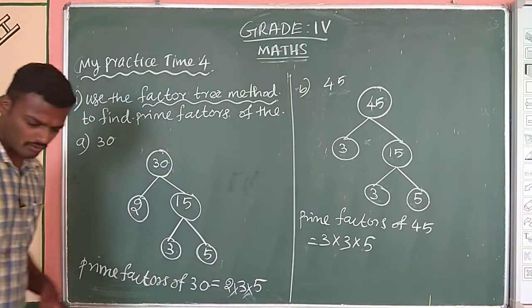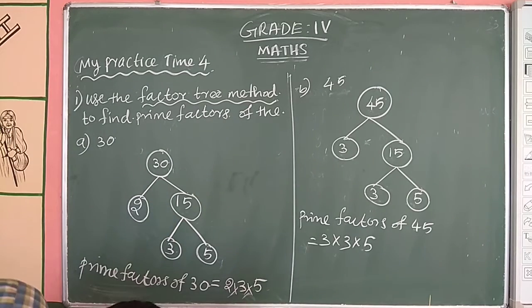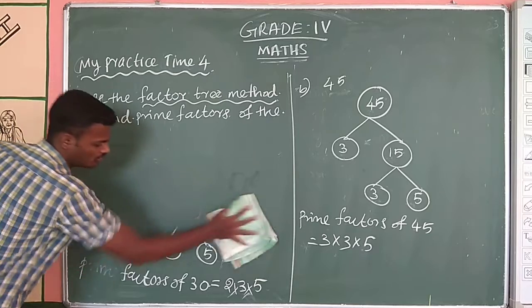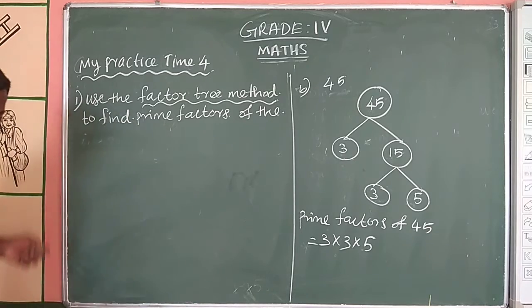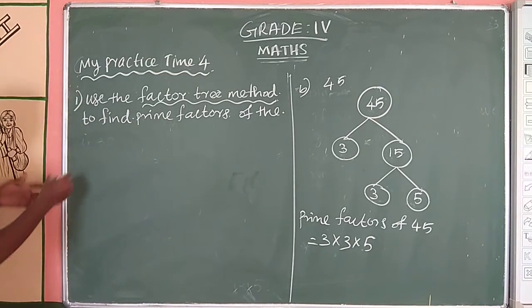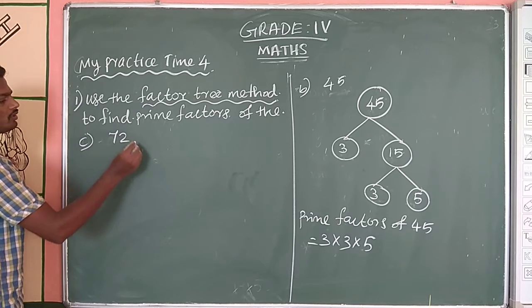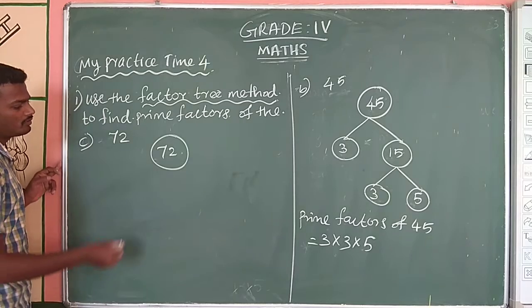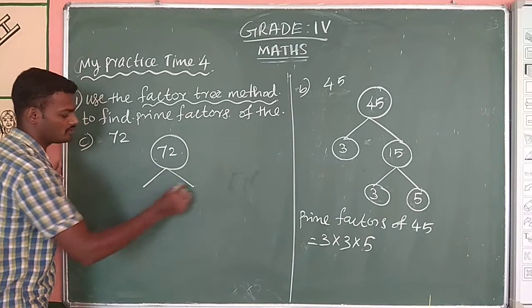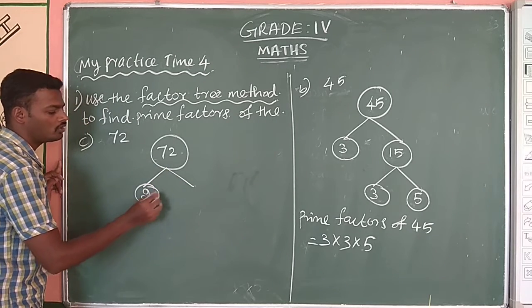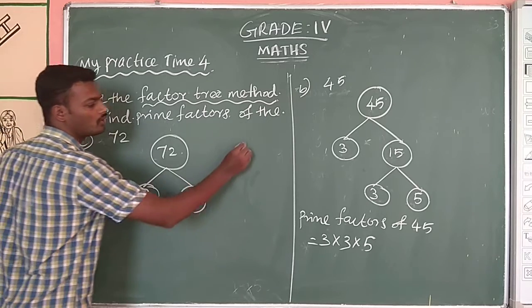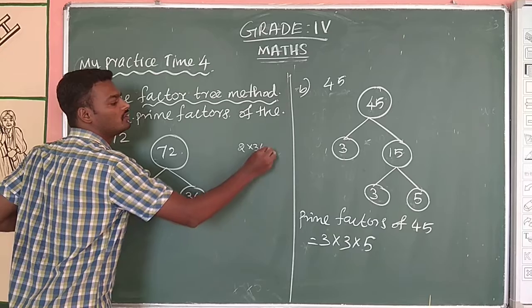Next one, another sum, 72. Question number C, 72. 72 is an even number, so an even number comes in the second table. Second table: 2 into 36 equal to 72.